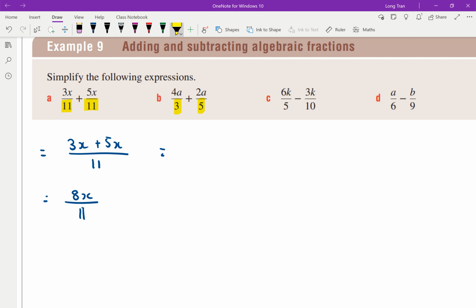Over here, on the other hand, notice this is a 3 and that's a 5. Your job is to find the lowest common multiple. So, lowest common multiple, we know that going through your 3's times tables and 5 times tables, the lowest common multiple has to be 15. And so here we go. 4a over 3 plus 2a over 5. I need it to be 15, so I can see that I can times 3 to both. And on the bottom, it's times by 5.